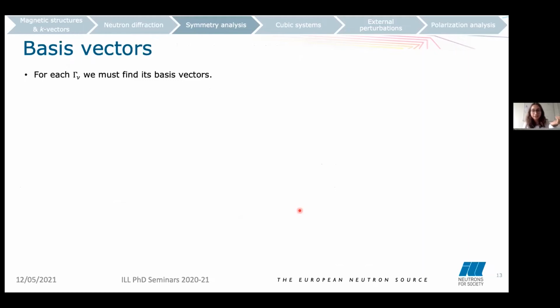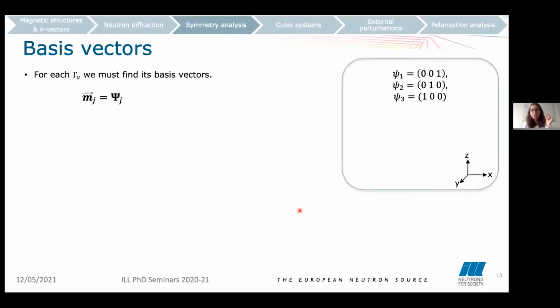Now, what are basis vectors? They are just the projection of our magnetic moment along the crystallographic axes. So if we have XYZ crystallographic axes, then we have, let's say, these three basis vectors along the three directions. And arbitrarily, if we put a magnetic moment, so it's this black arrow pointing in the ZX plane, then the basis vector that will define this, or the sum of the basis vectors that will define its direction, is a half (0, 0, 1) plus a half (1, 0, 0).